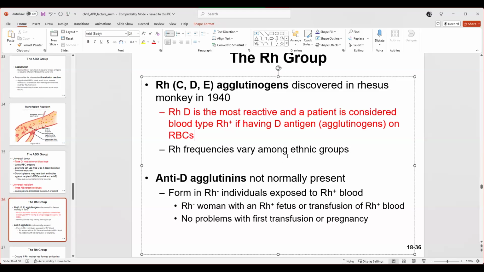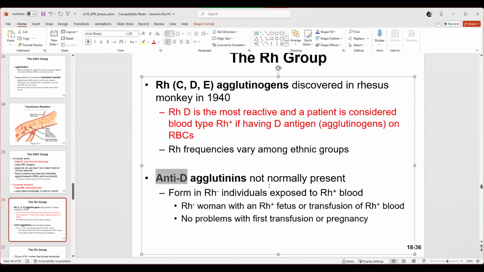Now, these are inherited separately, meaning you can have type A and positive or B and negative, right? They're independently inherited, just the way that we receive it. You don't just have A and then you have to have negative or positive. It can be either one.